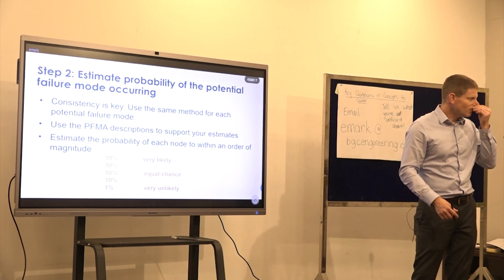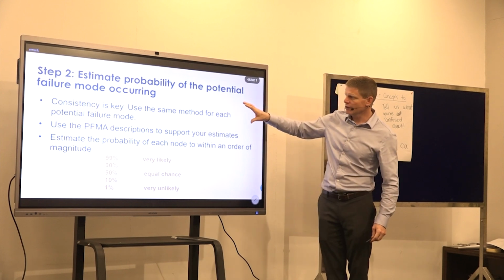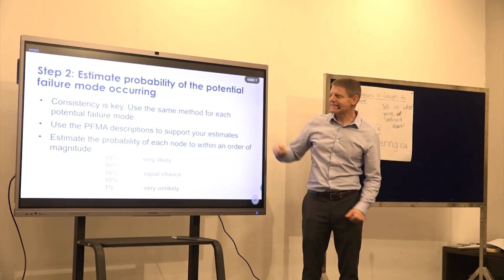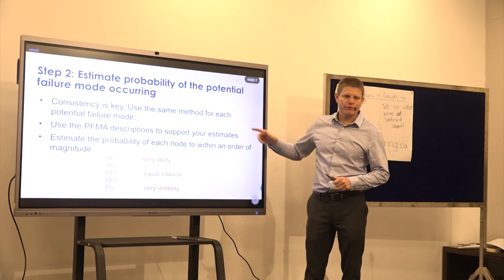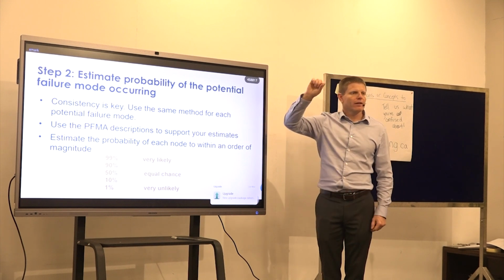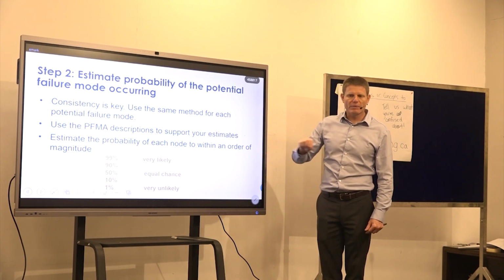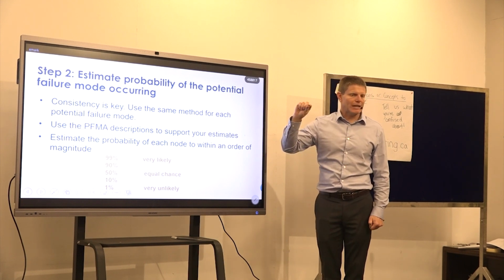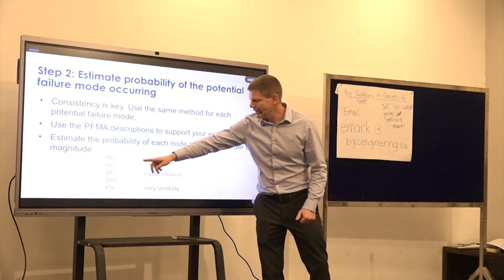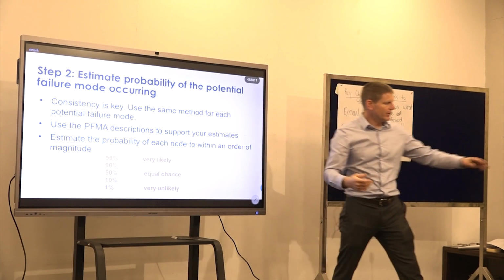And then the next step is to estimate the probability of the failure occurring. That was the y-axis. And for this, similarly, consistency is key. So you need to use the same method for every failure mode so that you're able to compare them. And we're going to use that failure mode description in order to make our estimate. So what we do is we make an event tree or a risk tree, like Emily described this morning. She described the step-by-step approach. And then you can assign a probability to each of those steps. And when you multiply them together, you get the probability of it occurring.